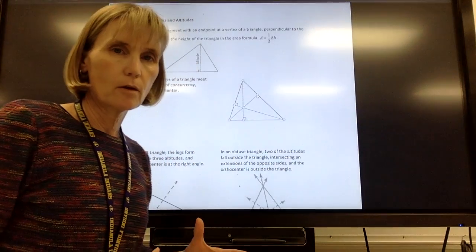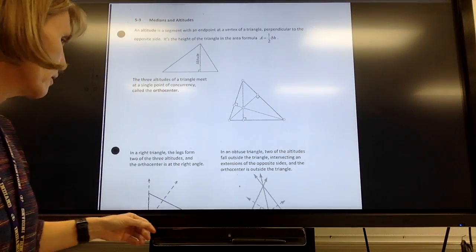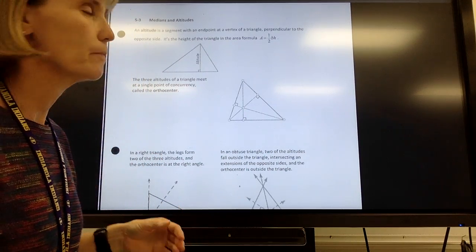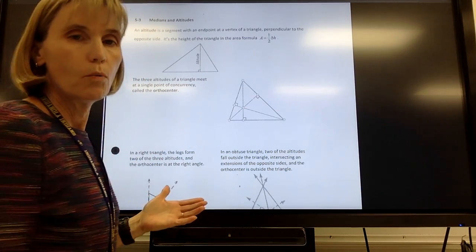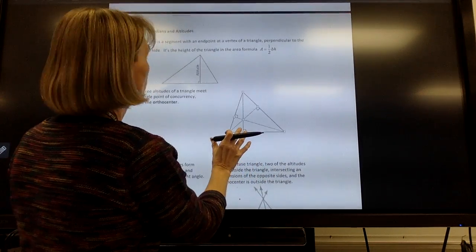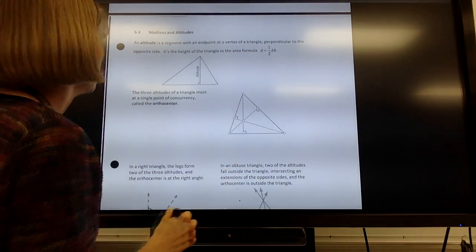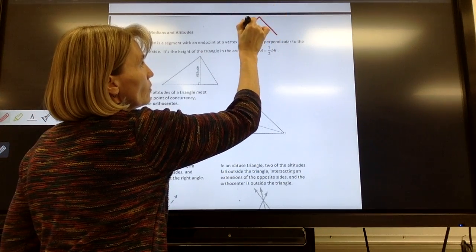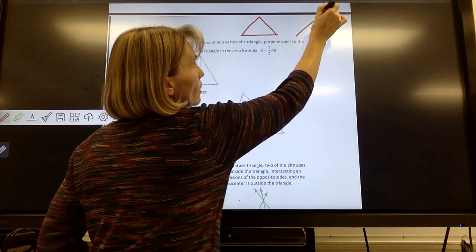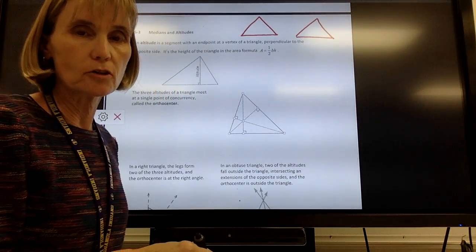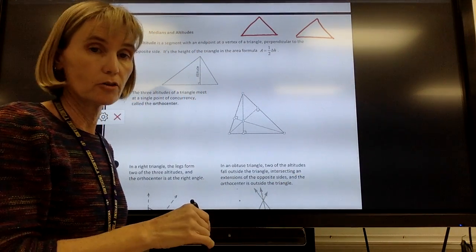All right, the last thing that we're going to look at before Christmas break here is medians and altitudes. This is section 5.3. So far, we've had triangles that we're dealing with, and we have looked at what a perpendicular bisector looks like and what an angle bisector looks like.